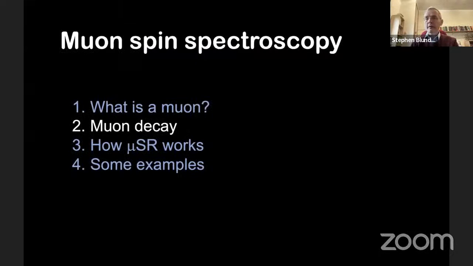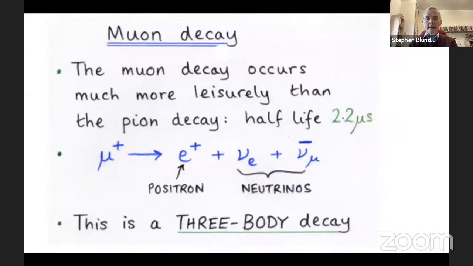And this comes from a feature of muon decay. So when the muon finally decays, as I said, it goes at this much more leisurely time, 2.2 microseconds. Unfortunately, it's slightly more complicated. It's a three-body decay. So the muon decays into a positron. If it's a positive muon, it goes into an anti-electron, the positron, and a couple of neutrinos. And this is a three-body decay.